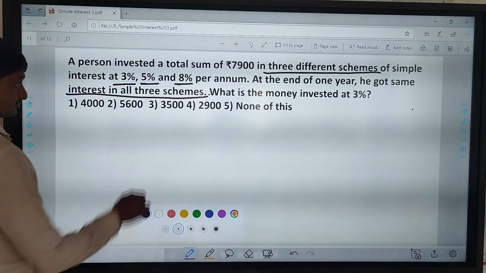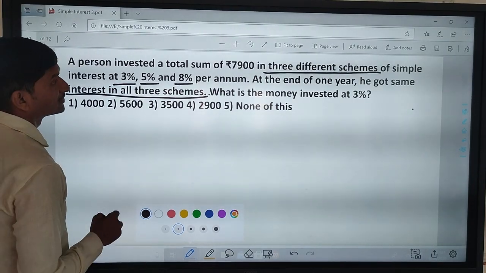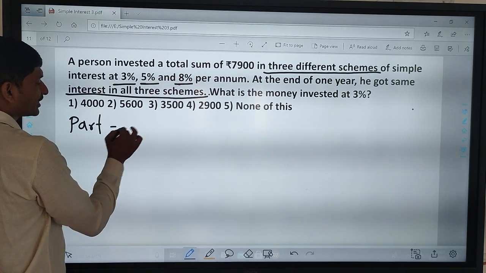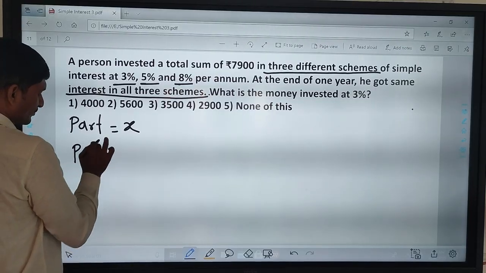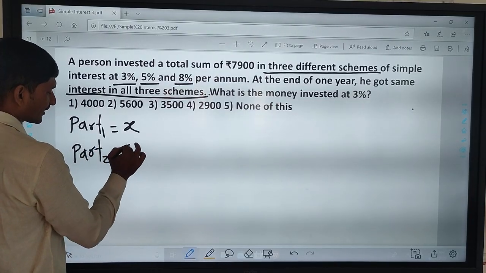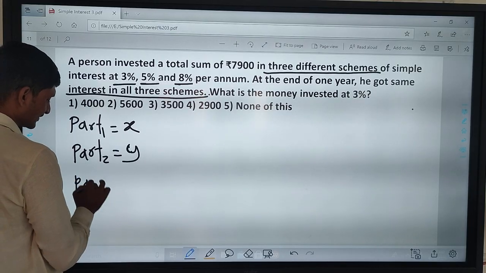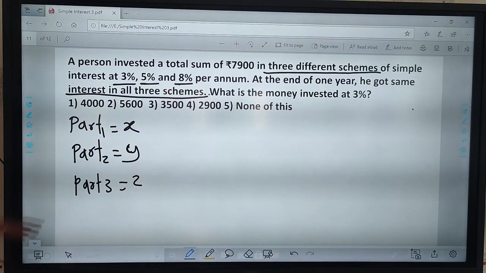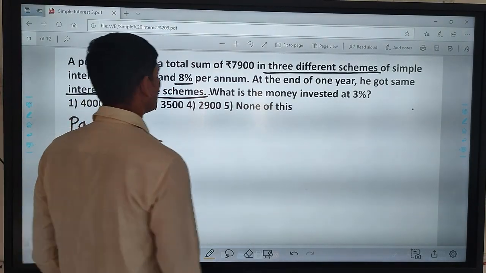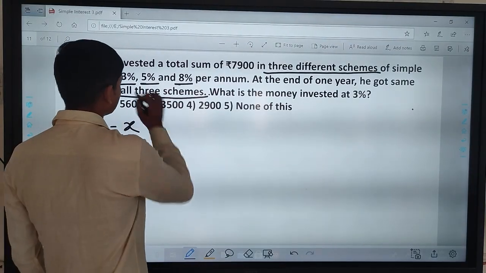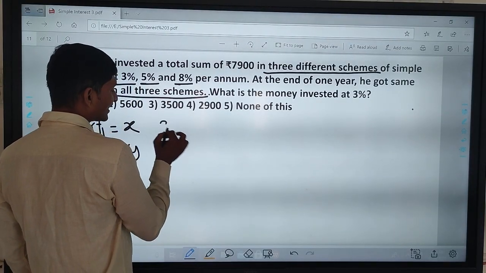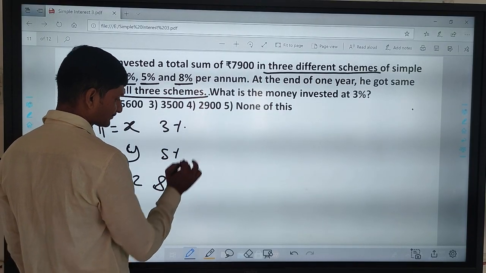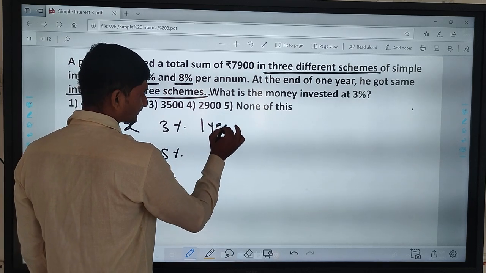Here there are three parts. Here part 1 is x, part 2 is y, and part 3 is z. Now here 3% of the first investment. Here the interest rate is 3%. Here 5%. Here 8%. And time duration is 1 year.